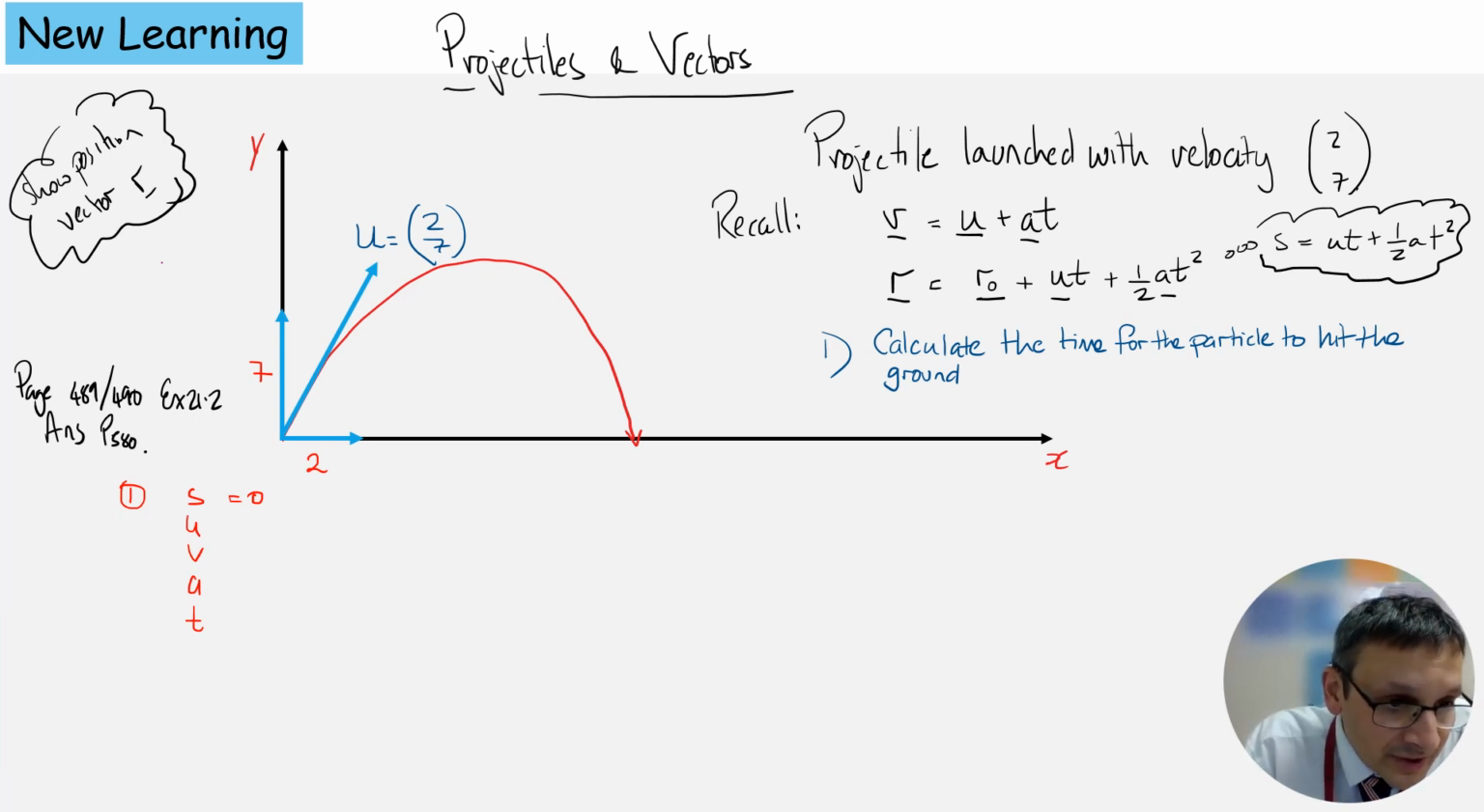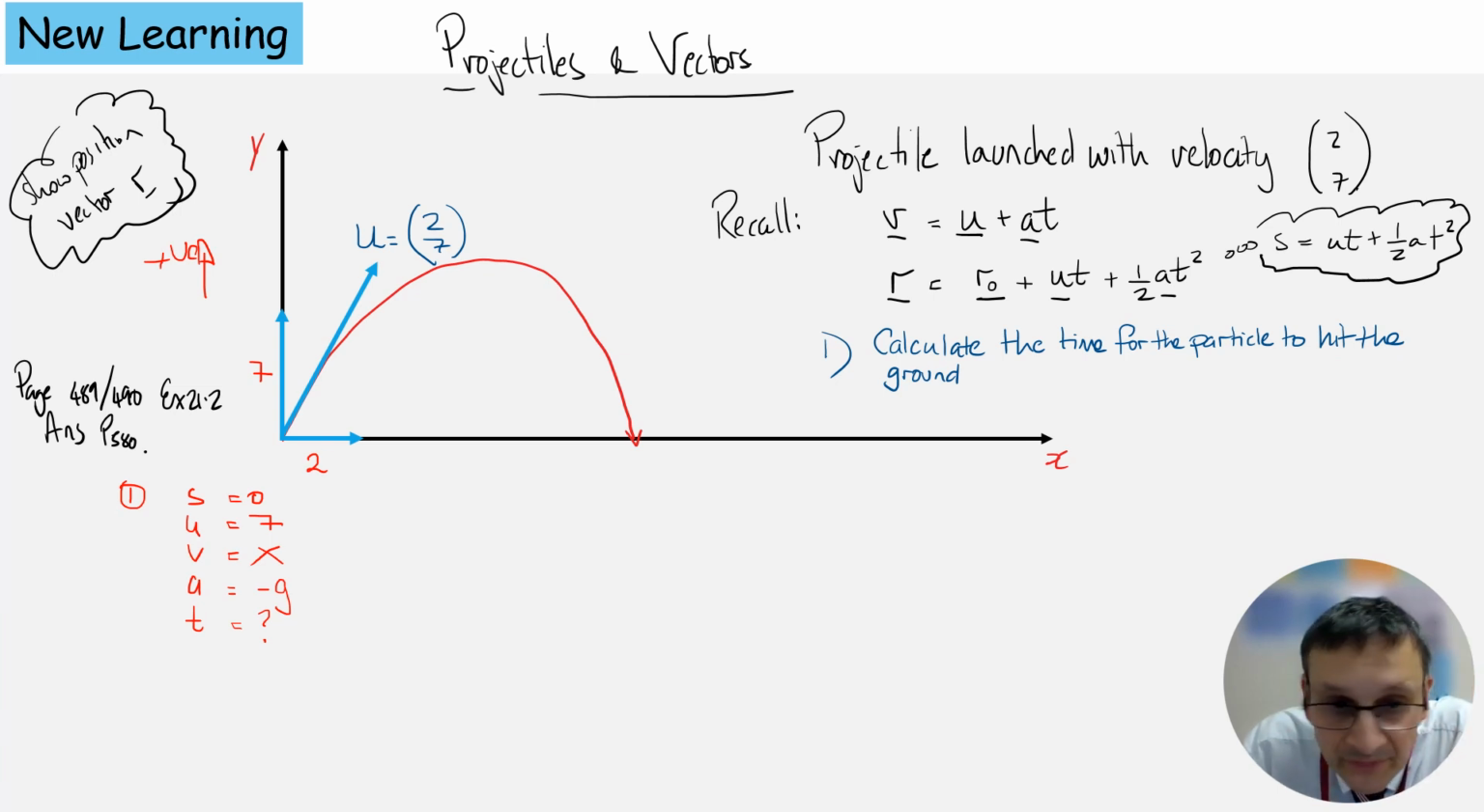Its initial velocity in the vertical direction, taken upwards as being positive. Better write that in there. Anything moving in the upwards direction is positive. Its final velocity, I don't know what that is when it hits the ground. Its acceleration, this time we're going to go with negative g, because gravity is acting downwards and anything moving upwards is positive, and the time is something that I want. Right, an equation which has everything in it apart from v is s equals ut plus half at squared.